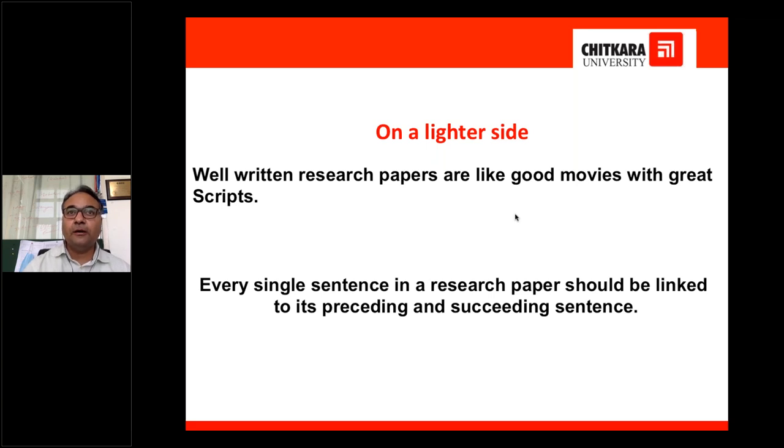The best thumb rule which I have learned over my years of experience is that when you write a research paper, every single sentence should be connected to its preceding and succeeding sentence. You do have the liberty to choose only the first sentence. After that, the second sentence should be linked to the first, the third to the second, the fourth to the third, and so on. If you follow this approach, you will be able to write a very good and really impactful article.